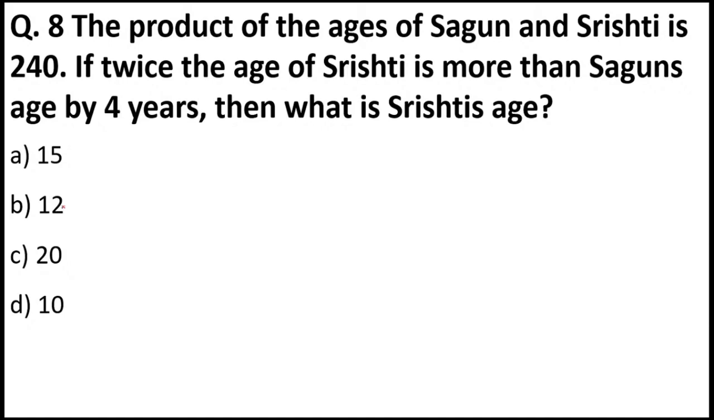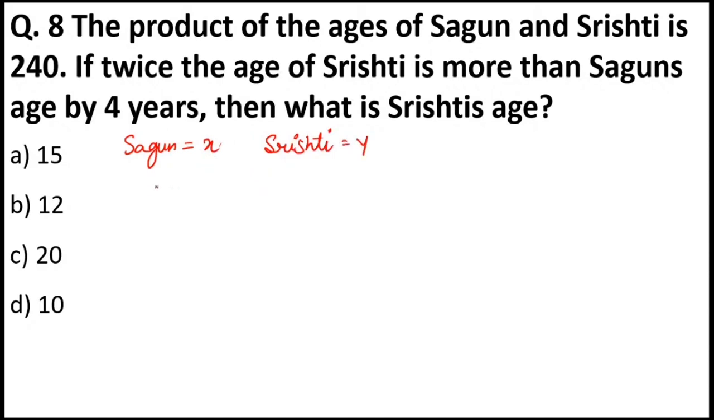So this is an age related question. These types of questions also come in the examination. These are also common questions that are asked by NTA. For this kind of question, you have to first assume what you will call the age of Shrishti and Shagun. Okay, so first the name of Shagun was there, so I'll assume Shagun as X and Shrishti as Y. Okay, Shrishti is Y. Now let's solve this.